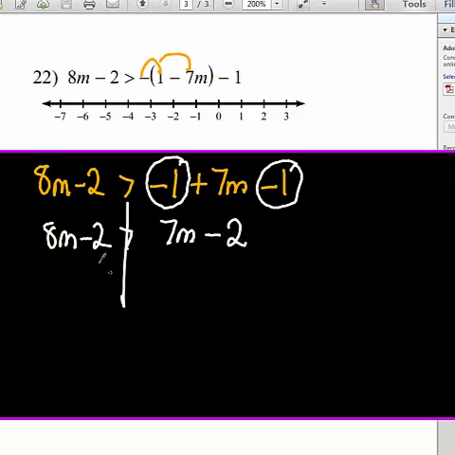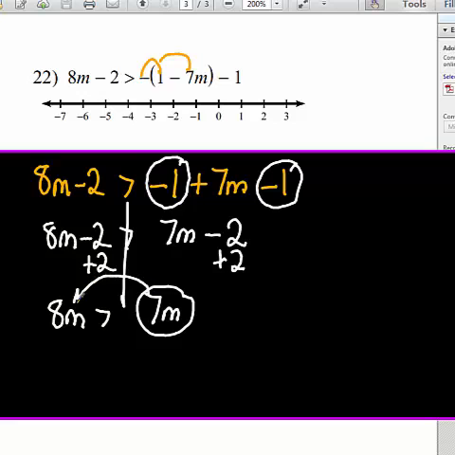So I got 8m minus 2 greater than that. Now if I add 2 and add 2, what happens? I got 8m is greater than 7m. Well, that doesn't do me any good. We want to get our m's together, so we subtract 7m from both sides, and that tells me that m is greater than 0, because there is nothing left here.